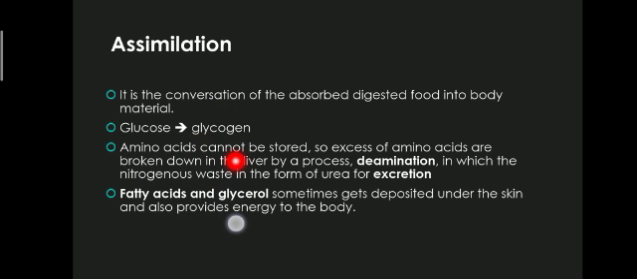Amino acids cannot be stored, so excess amino acids are broken down in the liver by the process of deamination, in which the nitrogenous waste is formed in the form of urea for excretion. So that forms a nitrogenous waste, that forms urea, and that is the process of excretion. Fatty acids and glycerol sometimes get deposited under the skin and provide energy to the body. So these are the finally assimilated products, the food that is converted finally into body material.